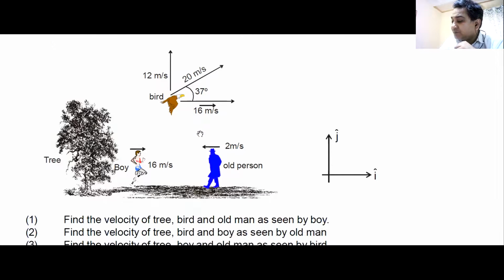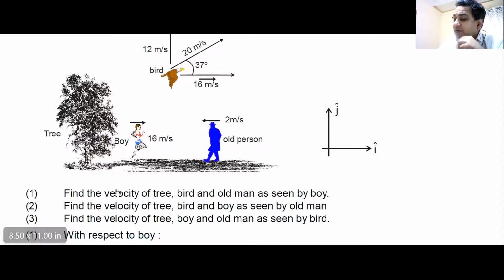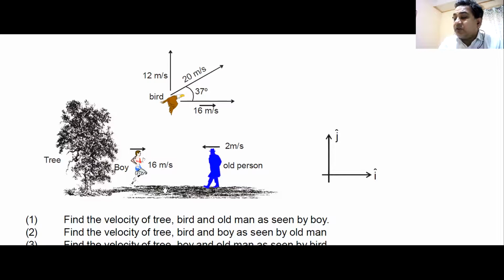What are you asked? Find the velocity of tree, bird, and old man as seen by boy. That is question number 1. Find the velocity of tree, bird, and boy as seen by old man. Find the velocity of tree, boy, and old man as seen by bird. So basically, there are 3 people here: boy, old man, and bird. We are supposed to find out the velocities of everything with respect to every other thing.